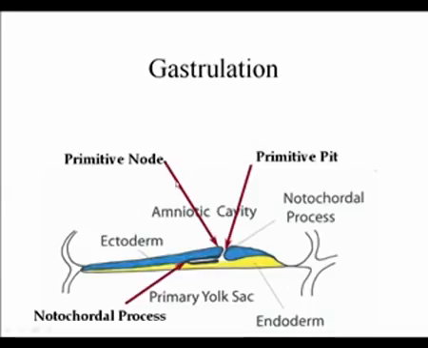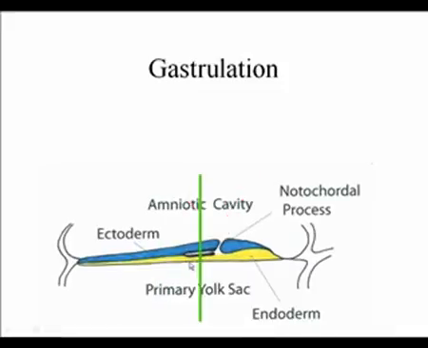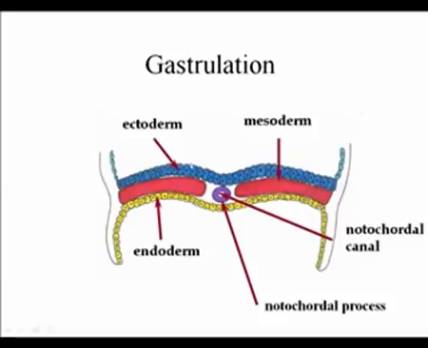Again, cells migrate around the primitive node, form the notochordal process. If we look at this by taking a section through here and looking from behind, this is what we would see. We would see ectoderm, we'd see mesoderm, we'd see endoderm, that's the trilaminar embryo, and in the midline we'd see, at least initially, the notochordal process.